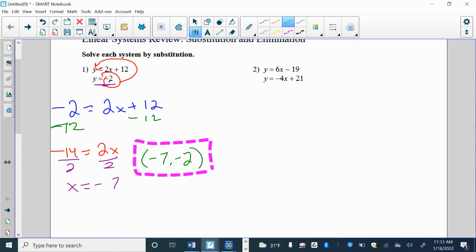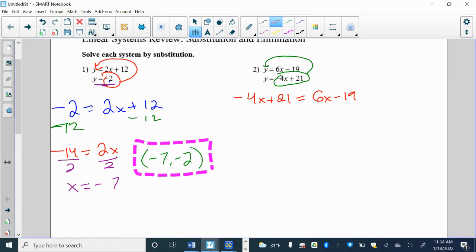Next example, we have two equations that are both in y equals form. So now we need to substitute in what y equals for y in the other equation. So we can take -4x plus 21 and put that in for y in that other equation. So let's rewrite the top equation. Y is no longer going to be there. We're going to replace that with -4x plus 21 equals 6x minus 19.